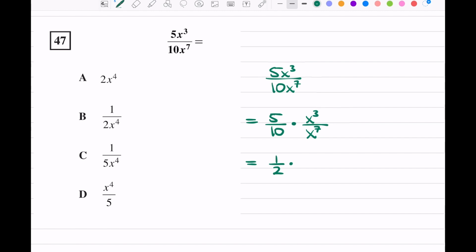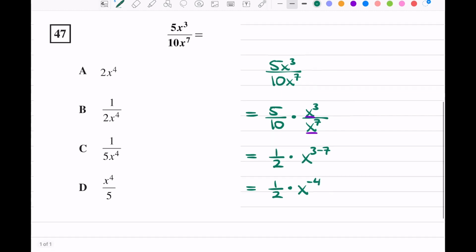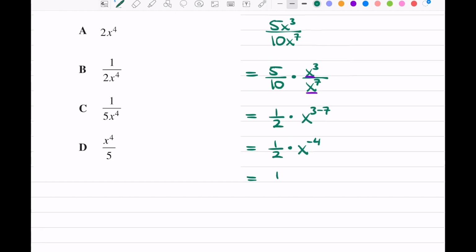And x to the third divided by x to the seventh, we have division and we have the same base, so we can just subtract the exponents. This would give us x to the 3 minus 7. And 3 minus 7 is negative 4. We've learned how to rewrite negative exponents, so we can rewrite x to the negative 4th as 1 over x to the 4th. Now each of our fractions is simplified, so we can multiply them back together.